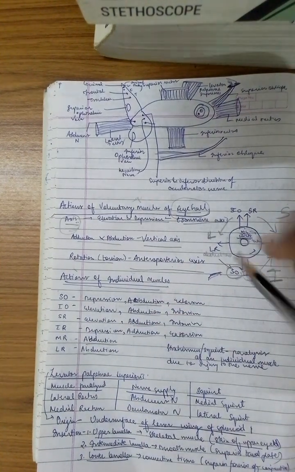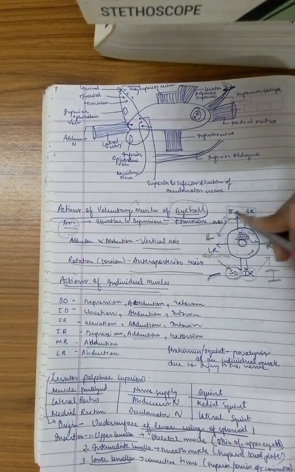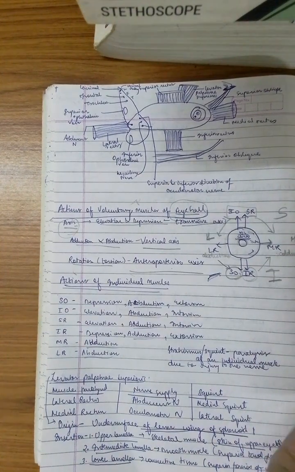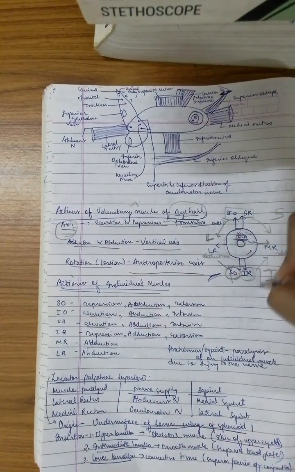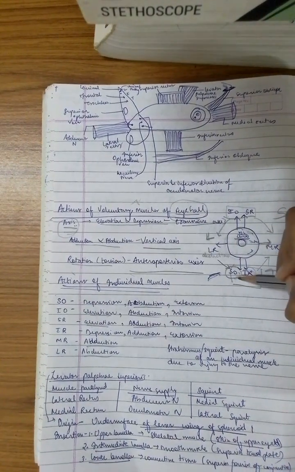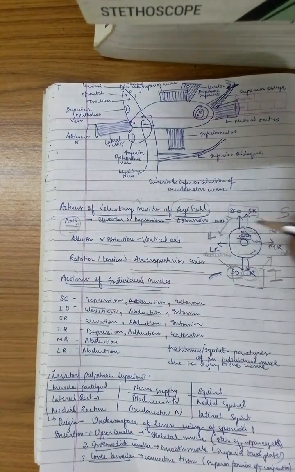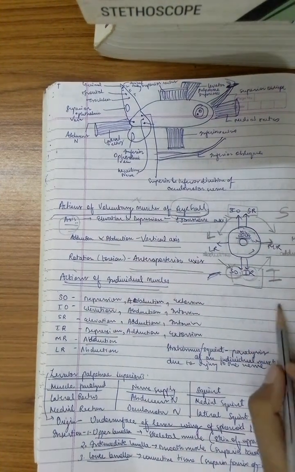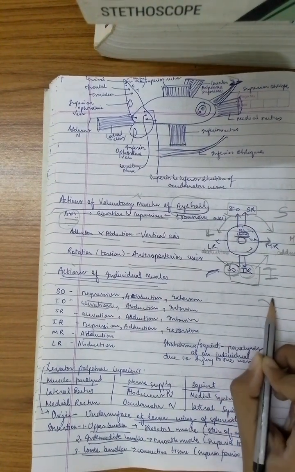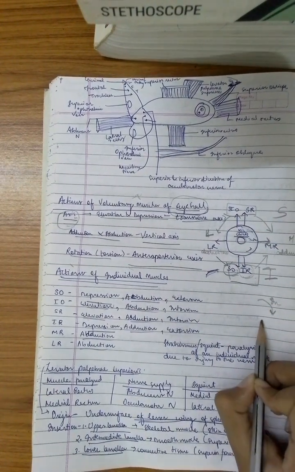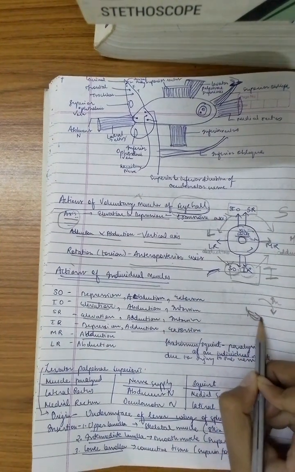Now comes elevation. The ones which you have written above are elevation. So superior rectus and inferior oblique is elevation. Now what you have written down is depression, superior oblique and inferior rectus, that is depression. Now comes extorsion and intorsion. When you are moving in the clockwise direction, it is intorsion. When we are moving in anti-clockwise direction, it is extorsion.